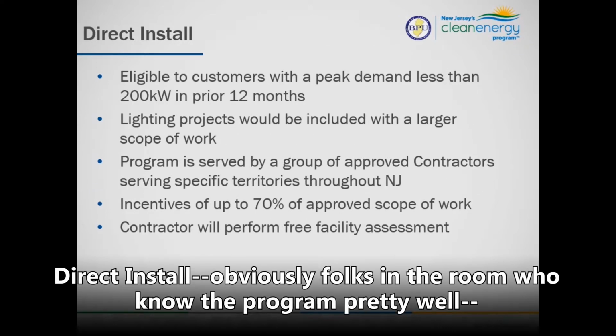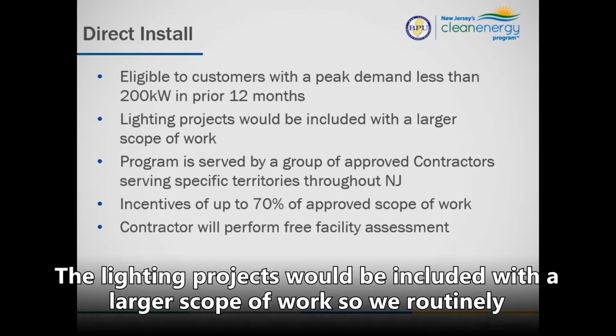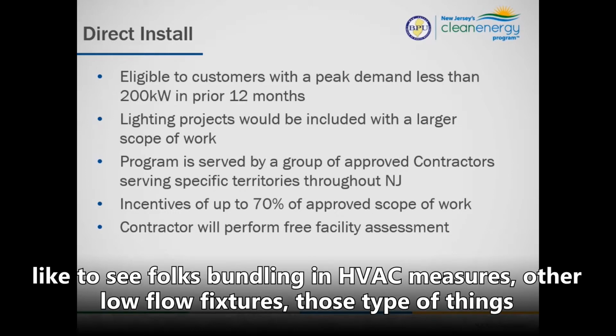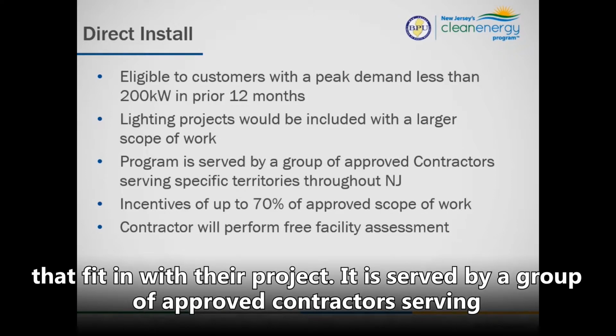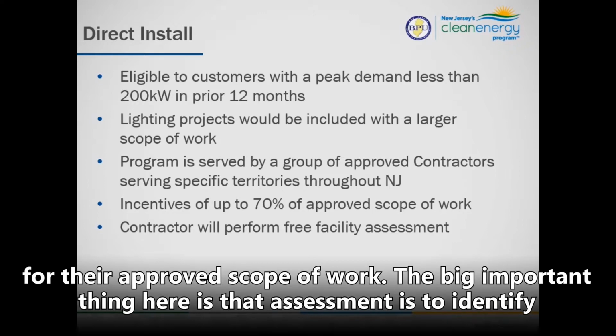Direct install. Obviously, folks in the room know this program pretty well. So it's eligible to customers that are under 200 kW in the prior 12 months. Their lighting projects would be included with a larger scope of work, so we'd routinely like to see folks bundling in HVAC measures, other low flow fixtures, those types of things in with their project. It is served by a group of approved contractors serving certain territories throughout New Jersey, of course, and the incentives are very attractive at up to 70% for their approved scope of work.